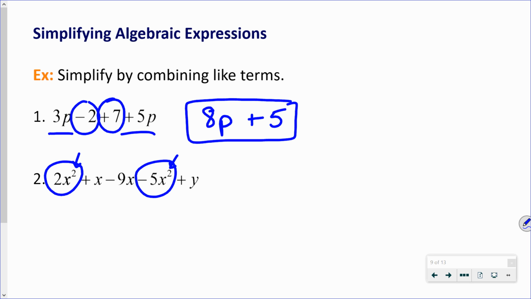I have positive 2 and I am subtracting 5. So I'm looking at negative 3 of that term. So negative 3 x squareds in the end. And there's nothing else I can combine with those.